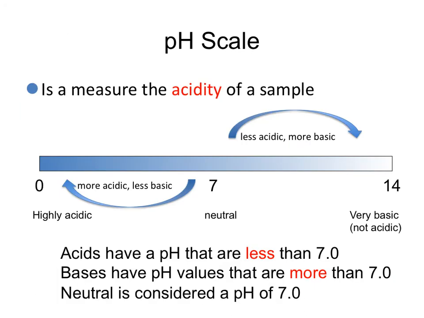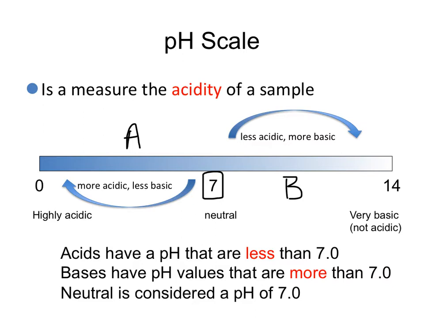Earlier in the year, we learned about the pH scale and its ability to measure the acidity of a sample. We learned that it ran from 0 to 14, and that acids had a pH value somewhere between 0 and 6.99, and that bases had a pH value somewhere between 7.01 and 14. If the pH was exactly 7.0, it was considered neutral.